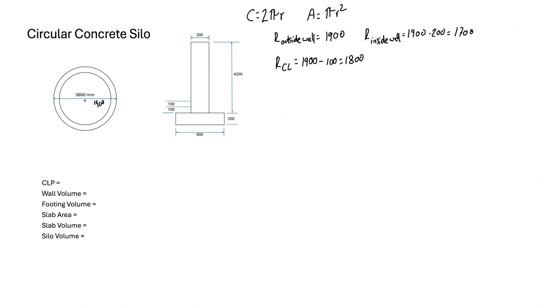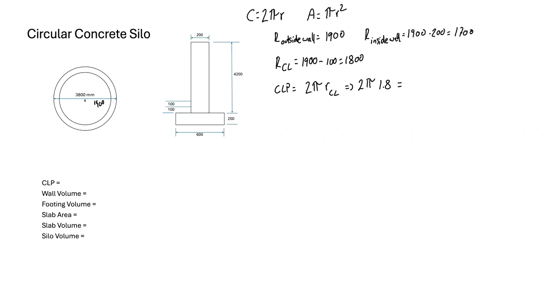So first we want to find our CLP, our center line perimeter. And I've written it out up here. The circumference of a circle is 2 pi r, and we want to use the r of our center line. So then plugging that in, 2 pi, and it's our 1800. And I'm going to start turning this into meters here just so we don't have so many zeros and get confused and have to punch too many things into the calculator. So take out your calculator, do it with me.